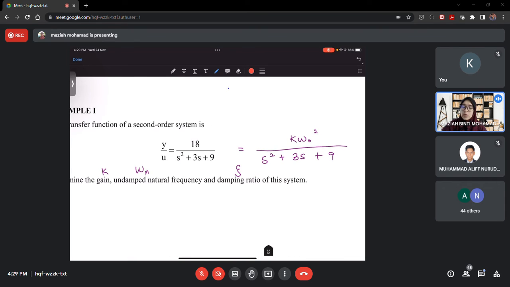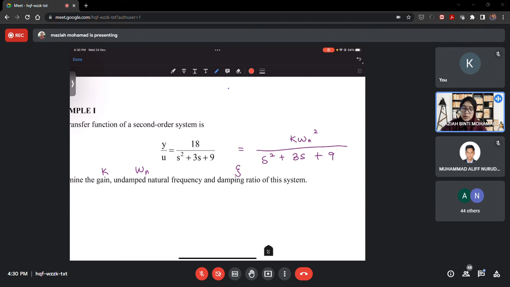The first step is to compare S square. You have to make sure that the transfer function is written with S square. We cannot have 3S square. The constant for S square must be 1. If it is 3S square, you need to divide all of it by 3, because we want to make sure that the coefficient for S square is 1. The general transfer function has 1S square, not 3S square, not 10S square.